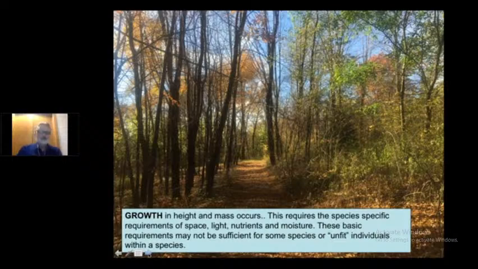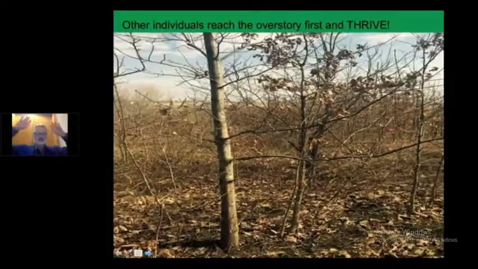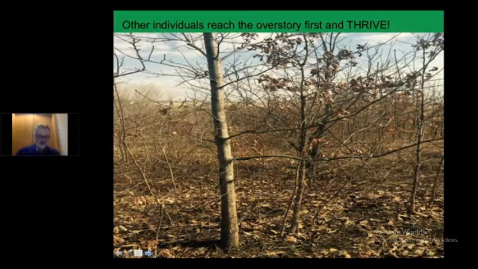Some of these individuals will persist for years in the understory until something happens and they become recruited to the overstory. Classic here, we see a lot of eastern hemlock. We've seen this picture from New Hampshire before. Other individuals at first, when recruited to that site, they just take off. They kick off like gangbusters. They reach the overstory, they dominate, they become dominants or co-dominants in that particular forest class, and they thrive.